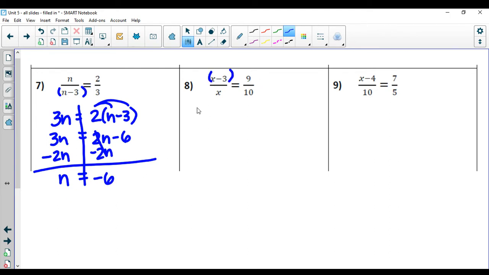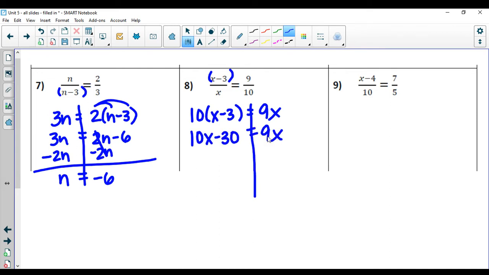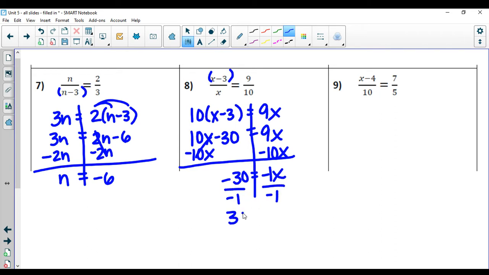In number 8, I have my expression, so 10 parentheses x minus 3 equals 9x. Again, I have to distribute. Normally we'd move the 9x, but since it's already by itself, we're going to move this 10x. It is going to make us deal with some negatives here, so we get negative 30 equals negative x. Remember, this is actually negative 1, so we're going to divide by negative 1 on both sides, which will leave me with 30 equals x.